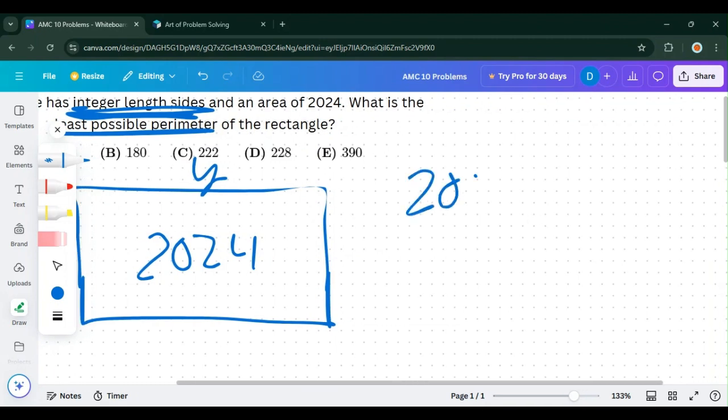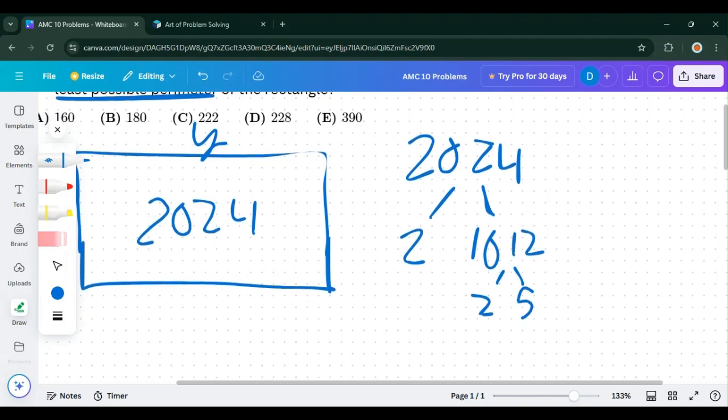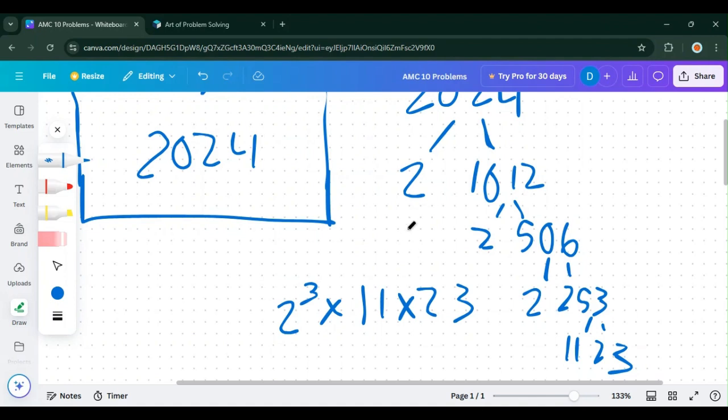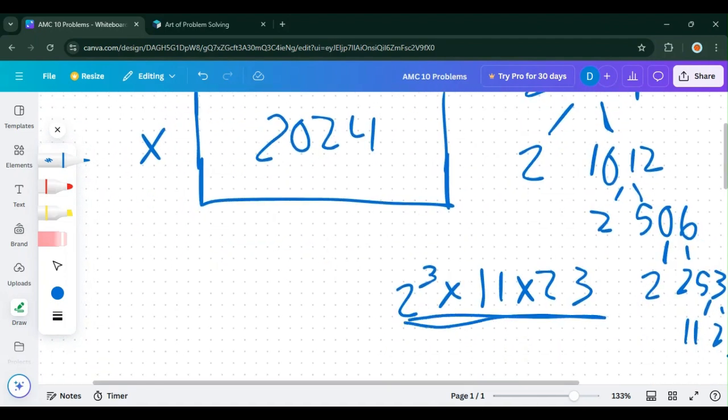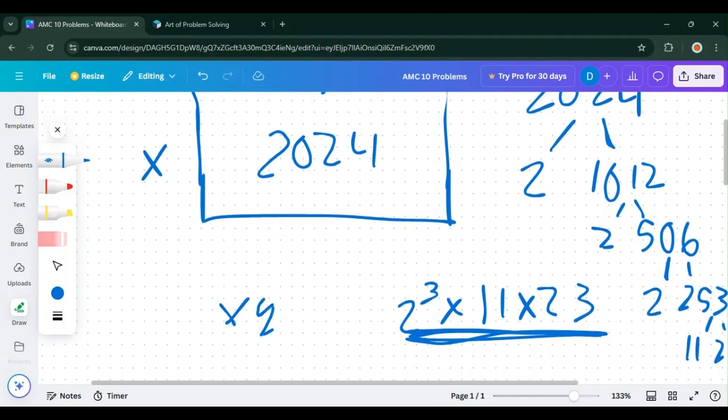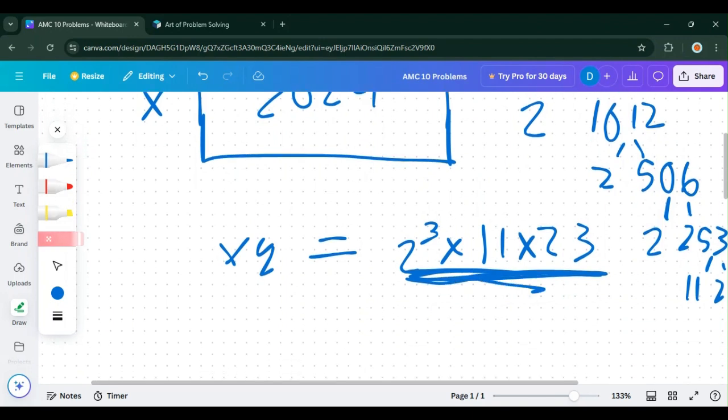So we have 2024. We find the prime factorization of 2024, because it has to have integer side lengths, and we're just saying what x and y could be. So again, the prime factorization is 2 to the power 3 times 11 times 23, and we can split this up into x and y, and x times y has to be equal to 2024, or this prime factorization.